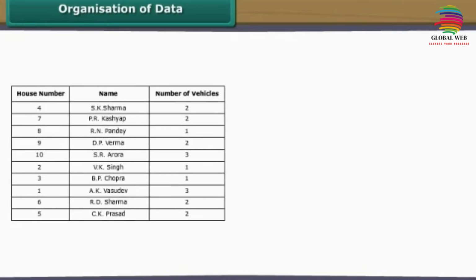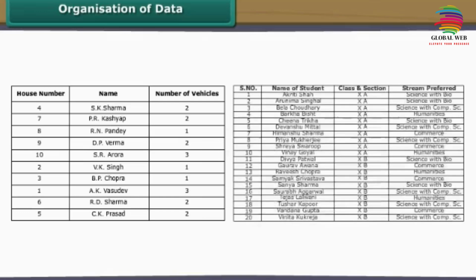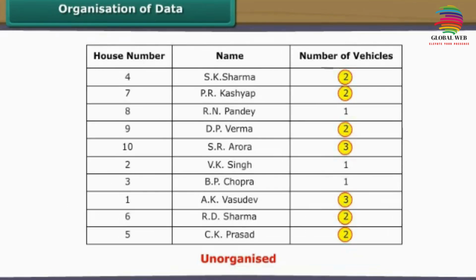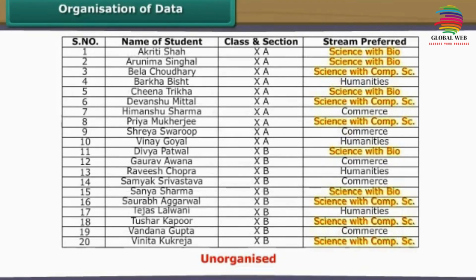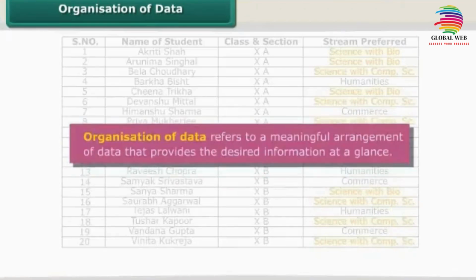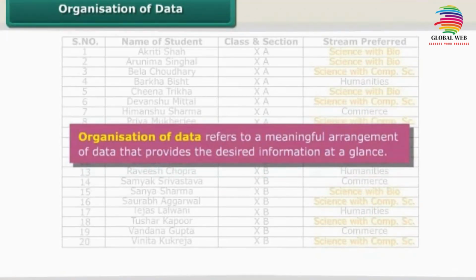Organization of data. The data collected by the RWA of the residents and the data provided by Sheetal to the academic in charge are unorganized. Why? The former does not tell the RWA at one glance the number of residents who own more than one vehicle. Similarly, the latter does not tell the academic in charge at one glance the number of students who have opted for science. Organization of data refers to a meaningful arrangement of data that provides the desired information at a glance. Let us now learn to organize data.